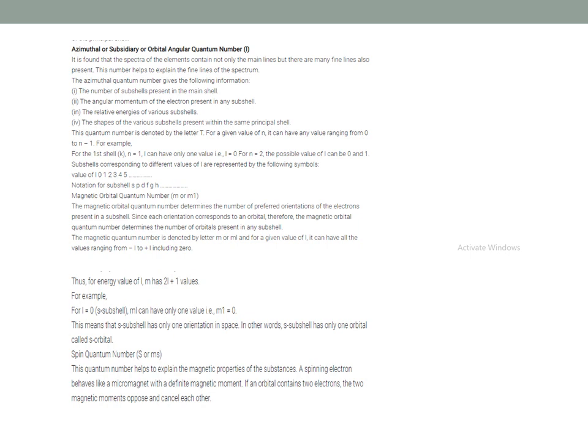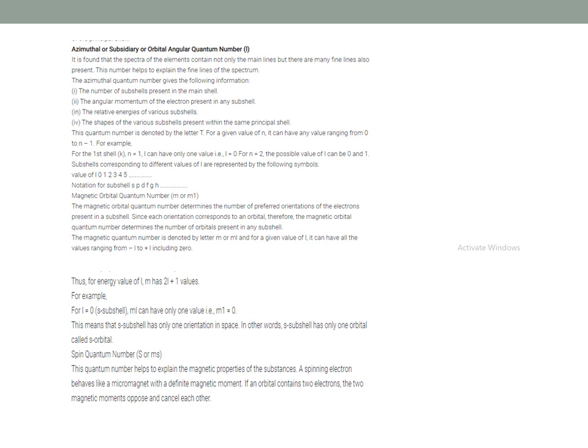Next, magnetic orbital quantum number. It has symbol m. The magnetic orbital quantum number determines the number of preferred orientations of the electrons present in a subshell. Since each orientation corresponds to an orbital, the magnetic orbital number determines the number of orbitals present in any subshell, and m has values from minus l to 0 to plus l. Thus for energy level l, m has 2l plus 1 values.